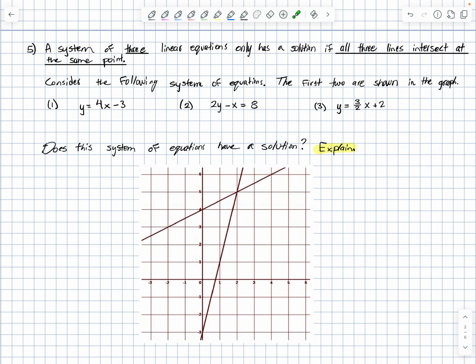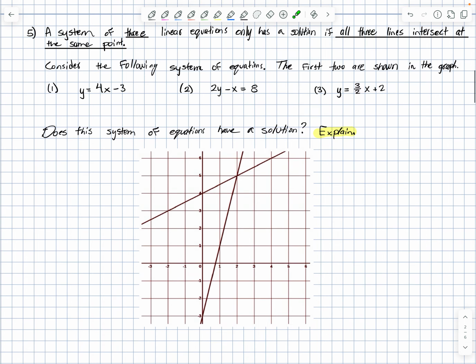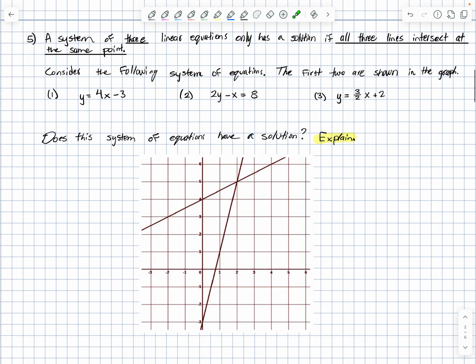So analytic geometry, second part of this, AG2, is looking at solving linear systems graphically. So this is a representative question for that, right? I tell you here that a system of three linear equations, so I'm stepping up the level here a little bit, but instead of two, it's just three linear equations, only has a solution if all three lines intersect at the same point. So I tell you this, it's a statement. I say that three lines have a solution if all three intersect at the same point.